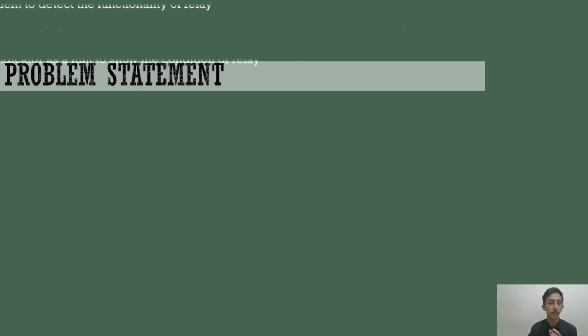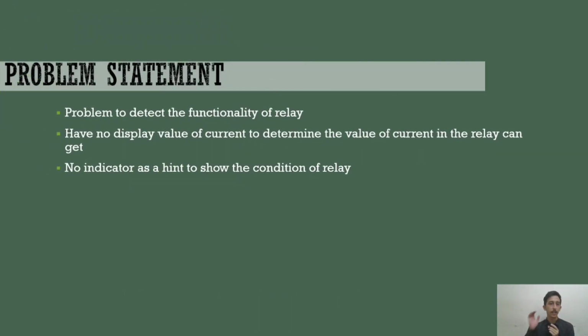Let's go to the problem statement. First, it is difficult to detect the functionality of relay. Second, there is no display of the current value to determine how much current the relay can pass. And third, there is no indicator as a hint to show the condition of the relay.